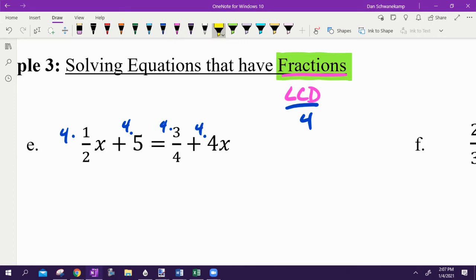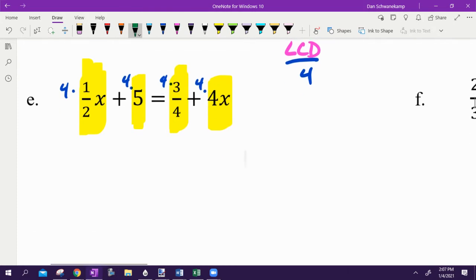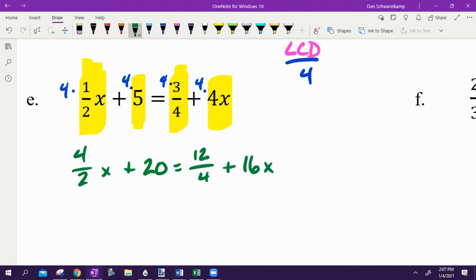Everything in this problem. So I'm multiplying this by 4, that by 4, that by 4, and that by 4. Okay, so look at that. I'm just going to write that out. So I'm going to do this really simple. 4 times 1, that's 4 over 2x. 4 times 5, that's 20. 4 times 3, that's 12 over 4. And 4 times 4, that's 16x.